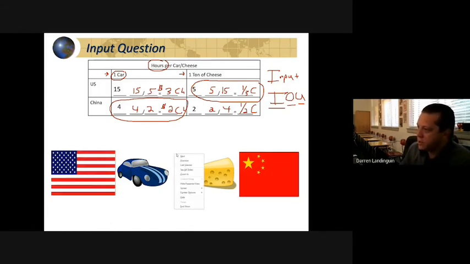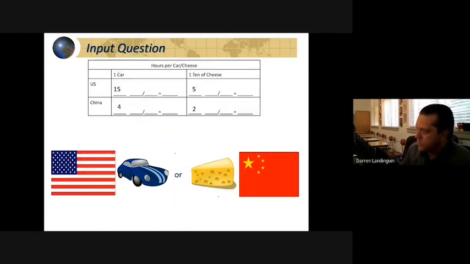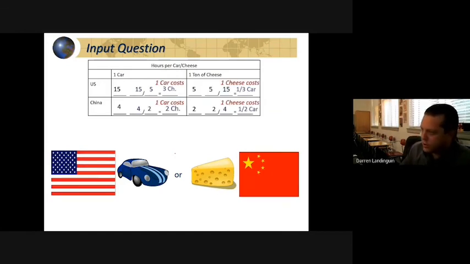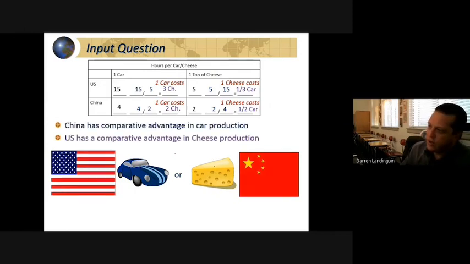All right, let me clean this up a little bit. And we can see the cost there. And so what I want to do is just determine again who has the comparative advantage in each of these. We mentioned a moment ago, China has a comparative advantage in car production. The U.S. has comparative advantage in cheese production. Okay, so that's pretty clear in those particular examples.